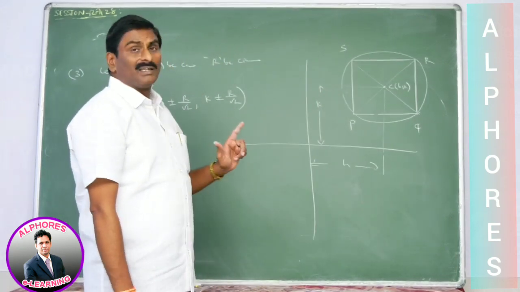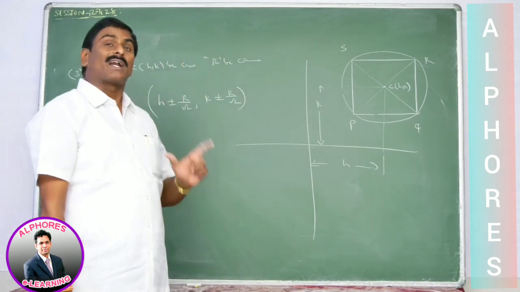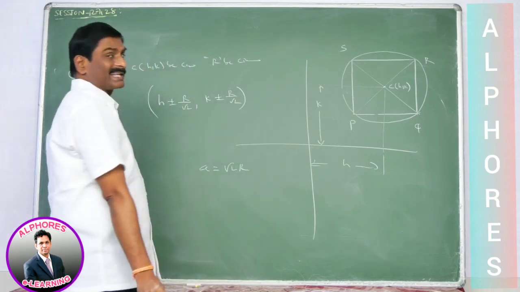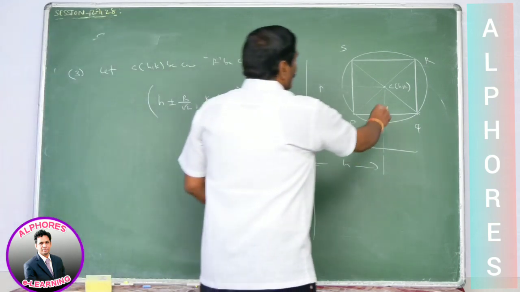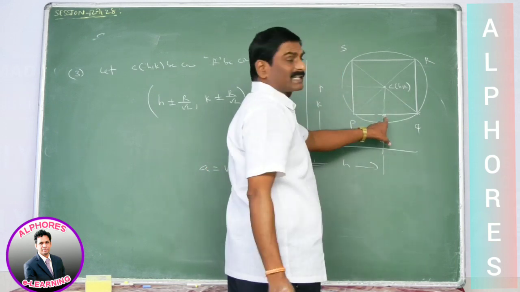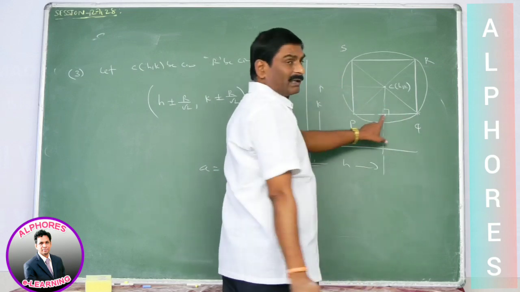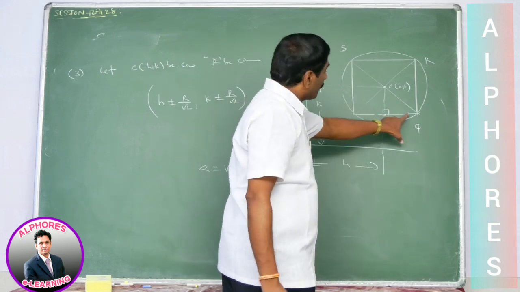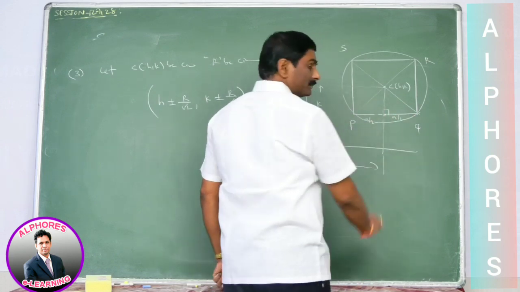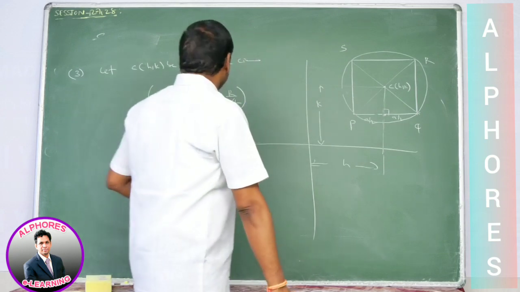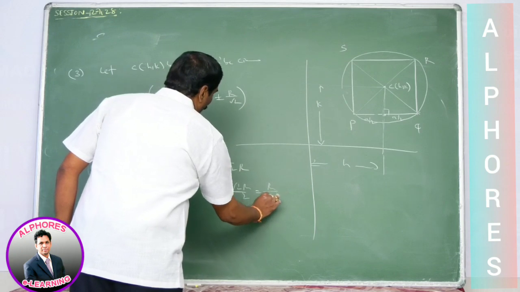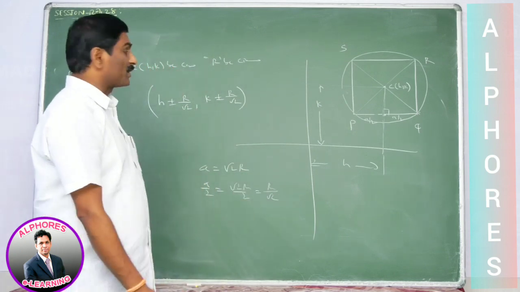Already we know that if the circumradius capital R is given, what is the side of the square? A is equal to root 2 R. Side of the square is equal to root 2 R when the radius is given. Here, the projection of C on the y-axis cuts the side PQ into two equal parts. The projection means perpendicular, that means it is the midpoint. A chord bisects into two equal parts. It is A by 2, A by 2, A by 2, A by 2. A is equal to root 2 R, so A by 2 is nothing but root 2 R by 2, that is equal to R by root 2.